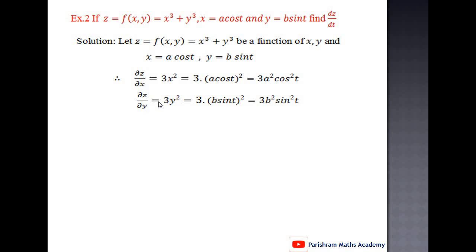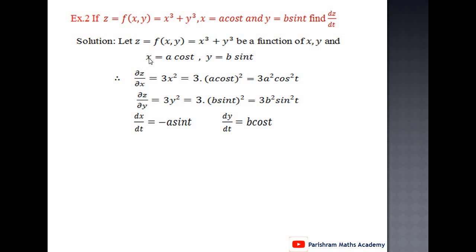∂z/∂y equals the derivative of z with respect to y: the derivative of the first term is 0, the derivative of y³ is 3y², equal to 3 into the value of y, b sin t, squared, that is b² sin² t, and therefore ∂z/∂y equals 3b² sin² t.